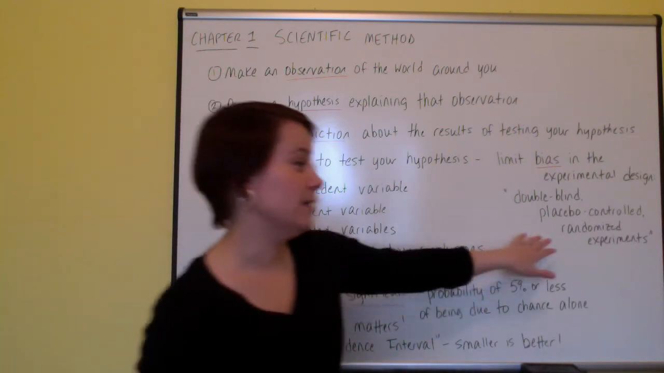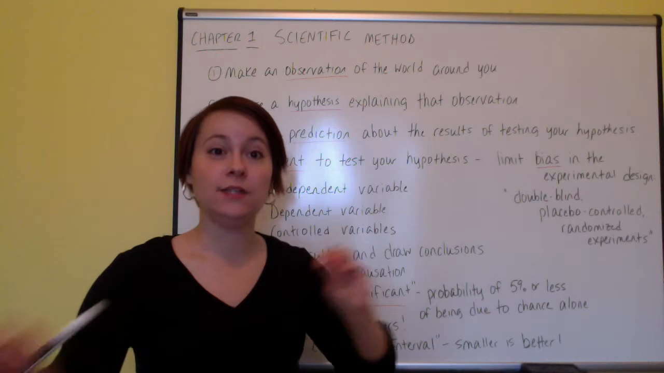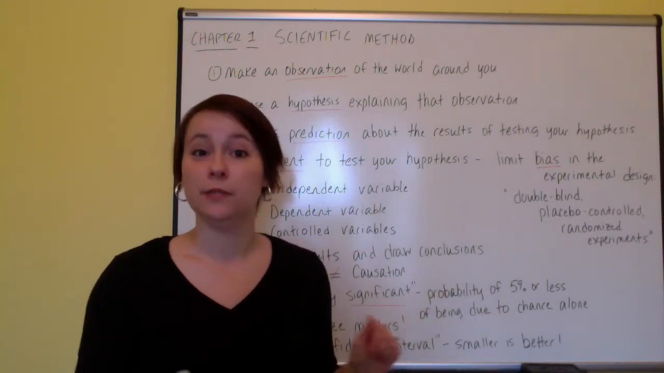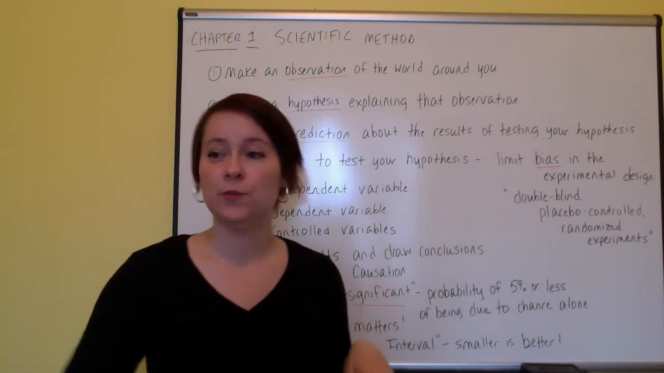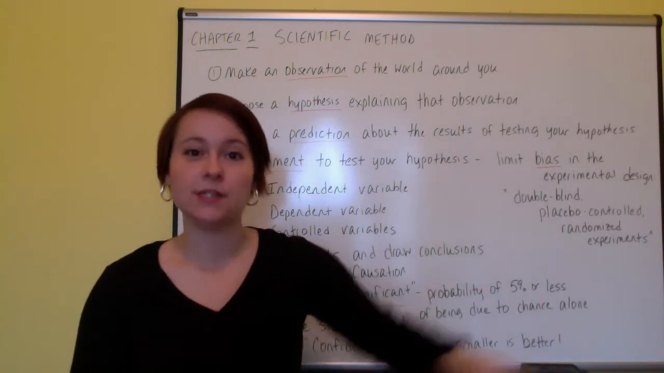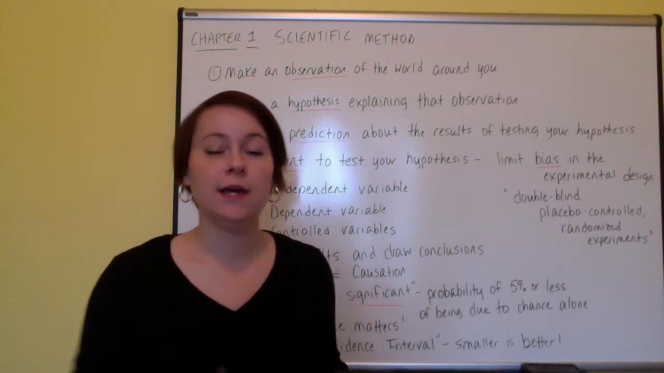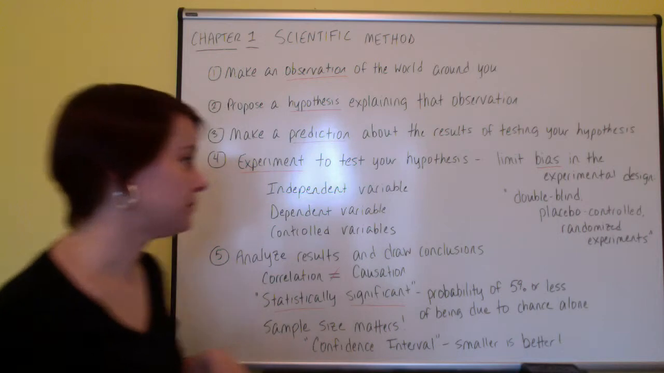And then the last part of that is a randomized experiment. What that means is that the people that are assigned to the different groups are assigned randomly. The experimenter's not saying, well, I want all the males in this group and all the females in this group, or I want all the young 20-somethings in this group and all the old ones in this group. It's completely random because you're trying to get a good sample size in your results.